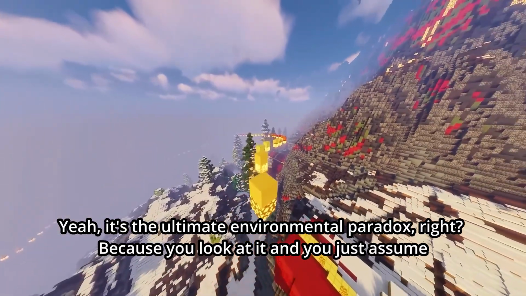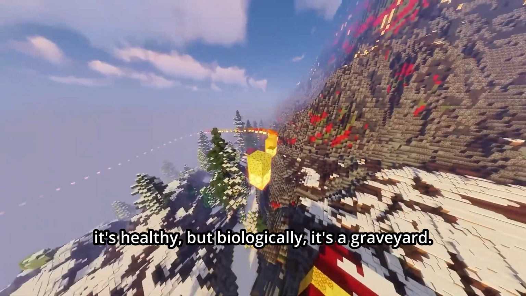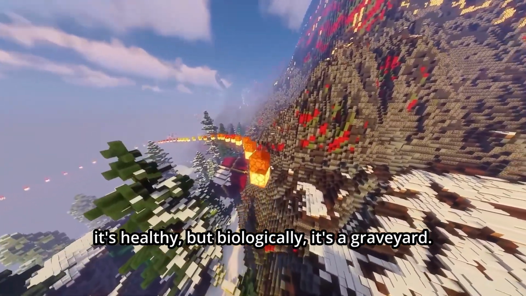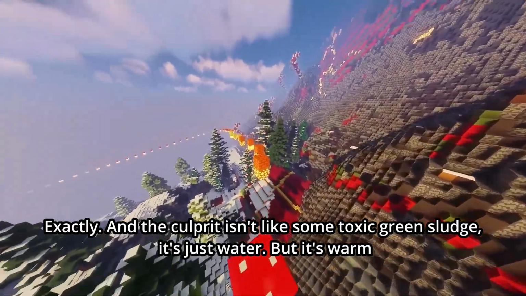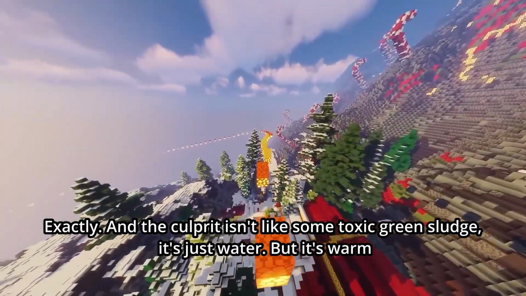It's the ultimate environmental paradox, right? Because you look at it and you just assume it's healthy. But biologically, it's a graveyard. Exactly. And the culprit isn't like some toxic green sludge. It's just water. But it's warm water.